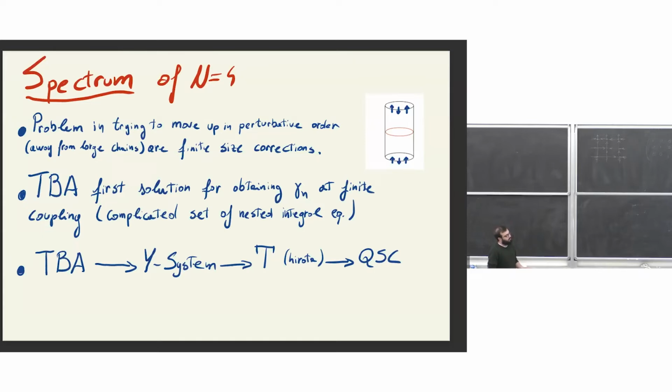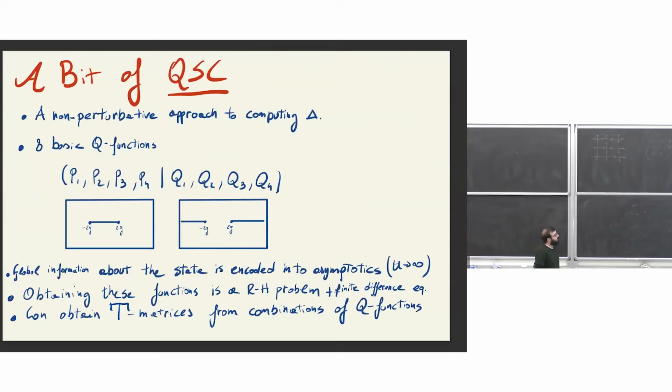But the idea is that this QSC is like a simple set of equations. It is complicated to solve, but it's a simple set of equations that can be understood, and then can be used to practically solve iteratively for finding the anomalous dimension of these N=4 operators. Okay, let me show you a bit of this QSC. As I said, it is a non-perturbative approach to compute this anomalous dimension.